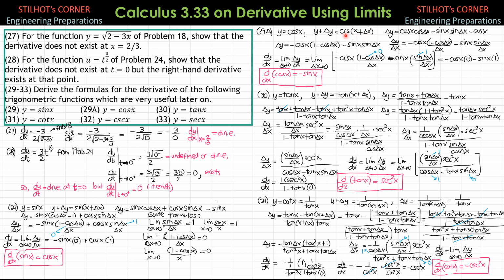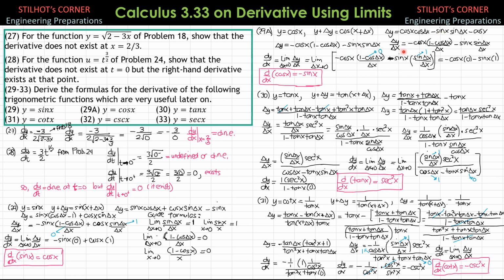The expansion of cosine of x plus delta x is cosine cosine minus sine sine. So delta y is cosine x cosine delta x minus sine x sine delta x, then minus y, which is cosine x. So minus cosine x. Common to the first and the third term is cosine x, but I make it negative cosine x instead, so that it becomes quantity 1 minus cosine delta x. Then I just copy the second term, minus sine x sine delta x.